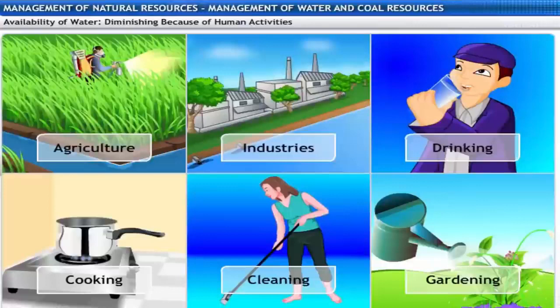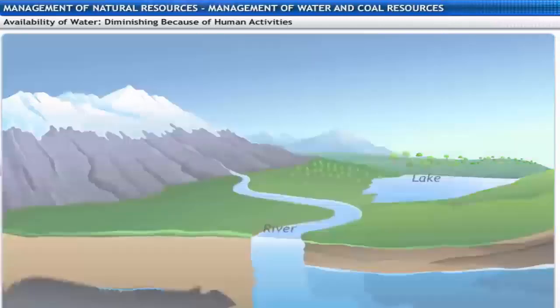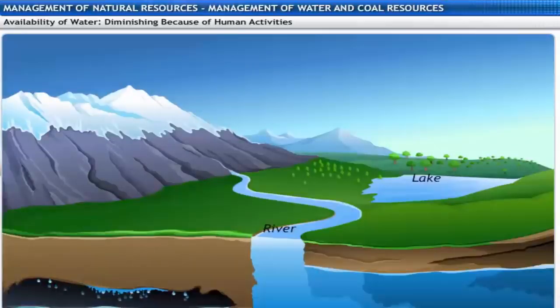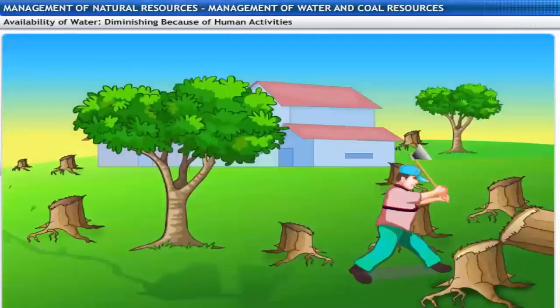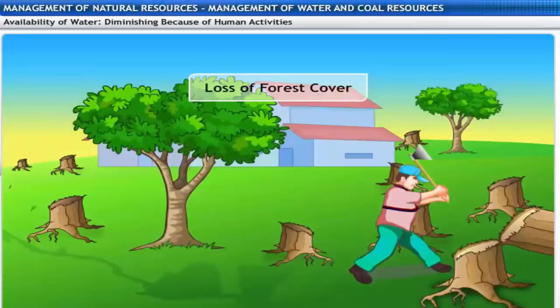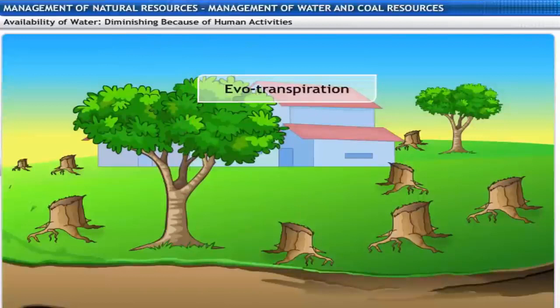We can now understand that the usage of water is more when compared to the availability. But even the available fresh water is fast diminishing, which is a major cause of concern. This happens because of the following three reasons. Human activity results in the loss of forest cover, which in turn reduces the amount of water vapor released during evapotranspiration. Deforestation has also reduced the recharging of underground water.